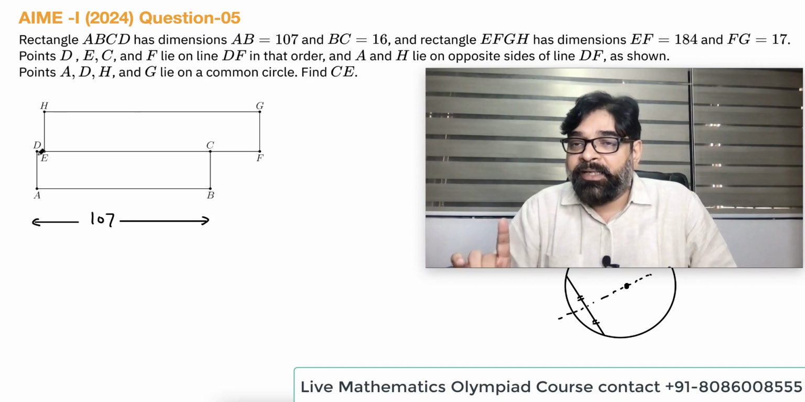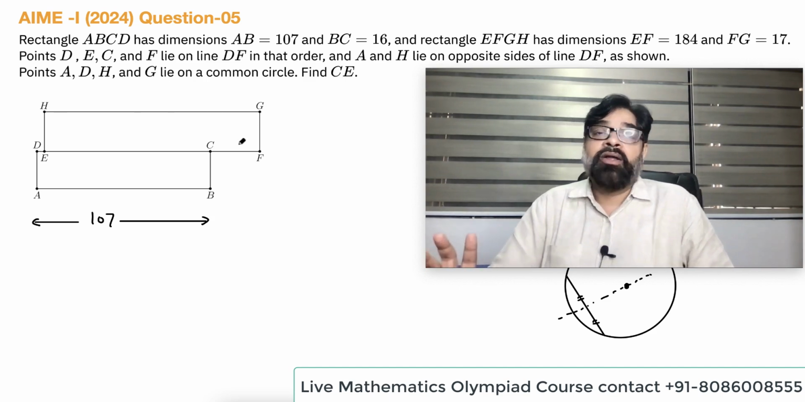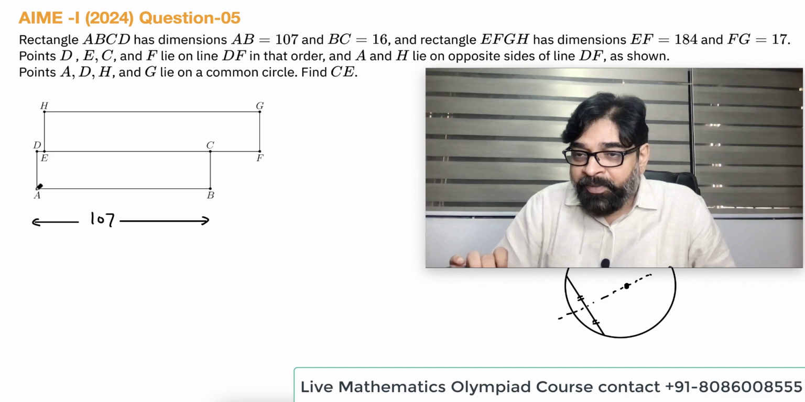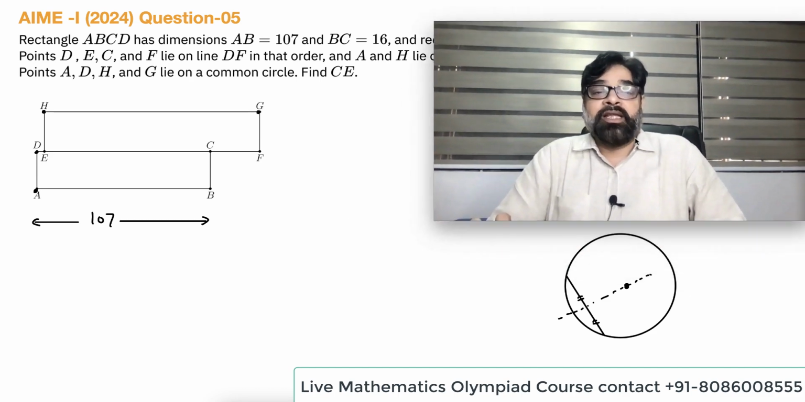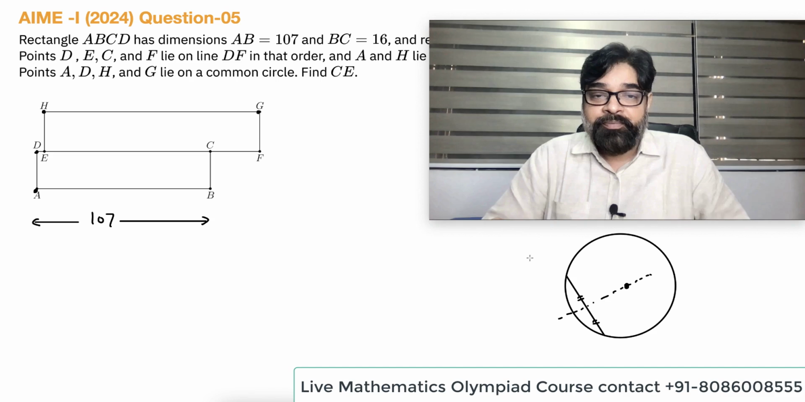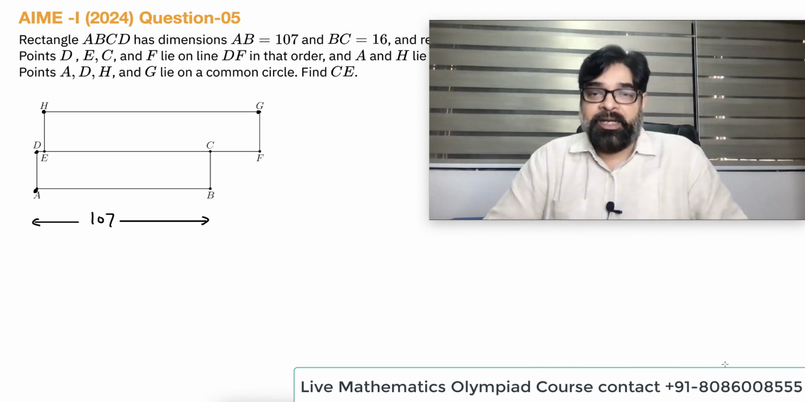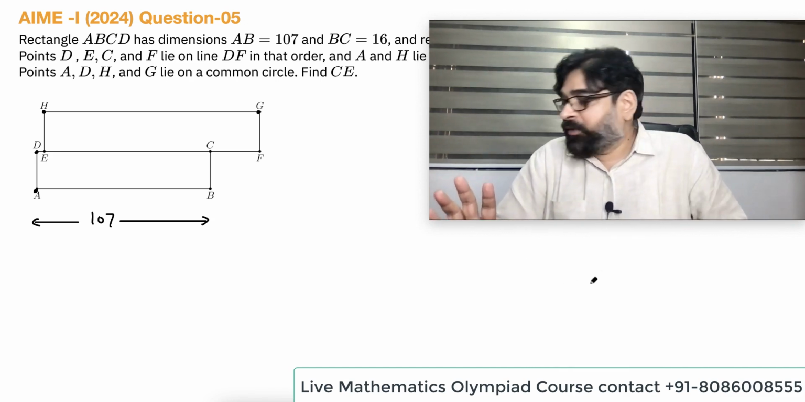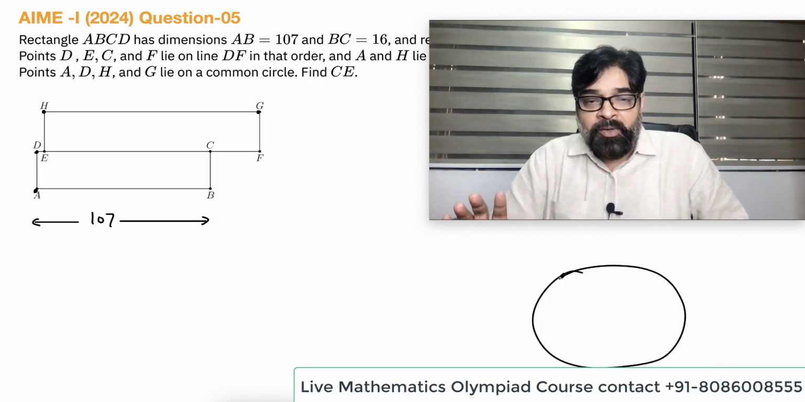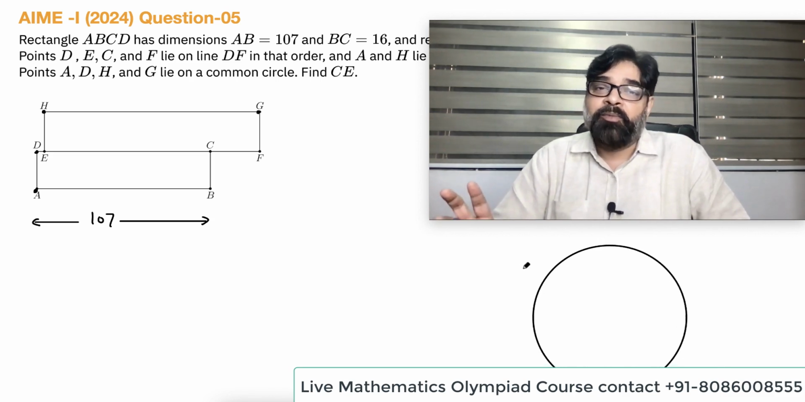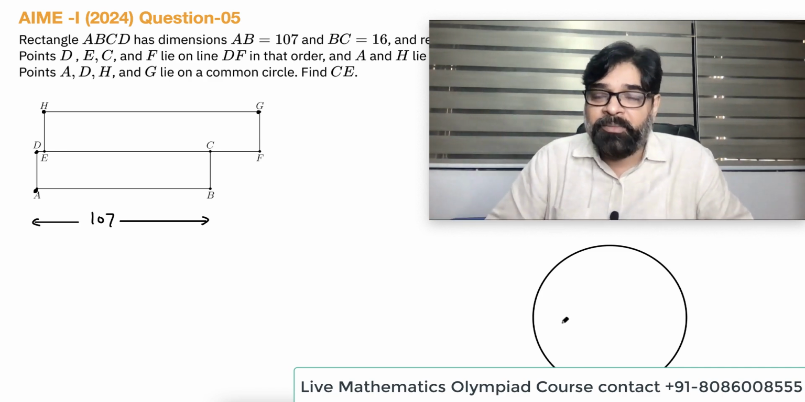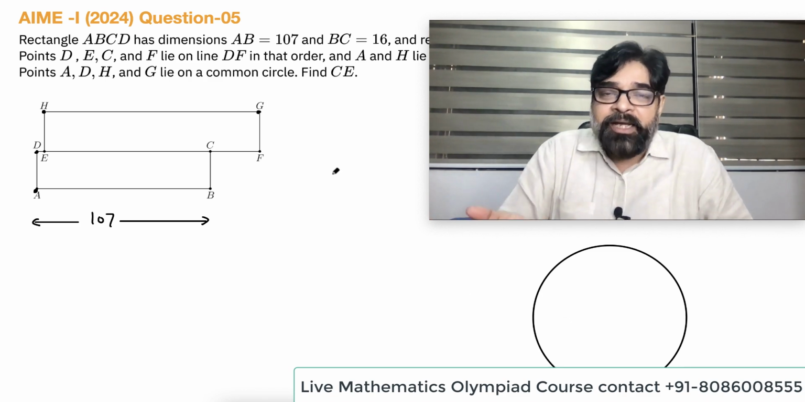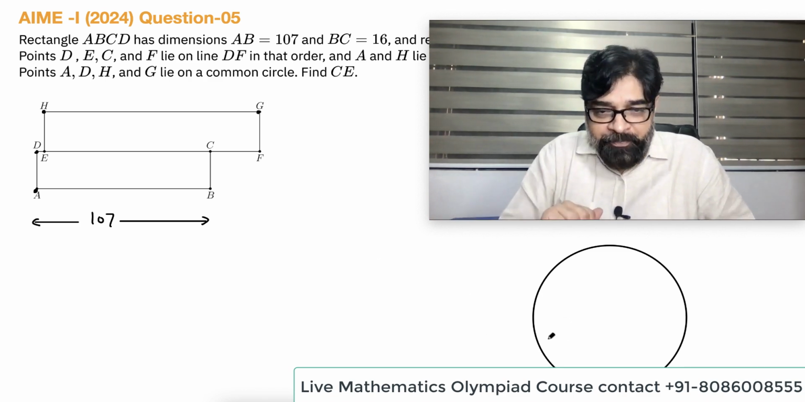Points A, D, H, G lie on the circle. This is the main point. This point, this point, this point, this point lie on a circle. Think carefully, everybody. That is the key point of this question. Nothing else is there. The four points lie on the circle. You can use a better circle formula also, but I'm just using a very simple idea. Any 8th class or 9th class student can solve it.